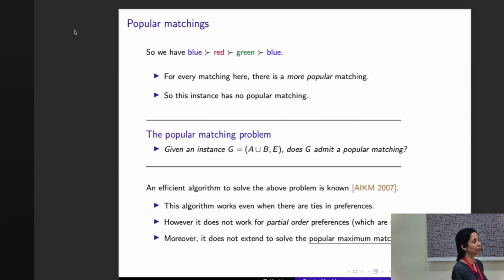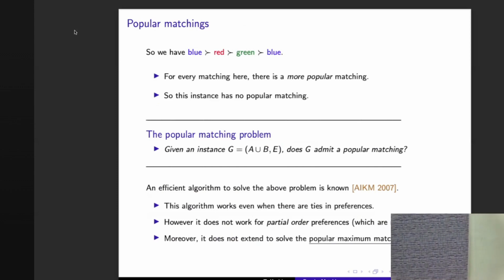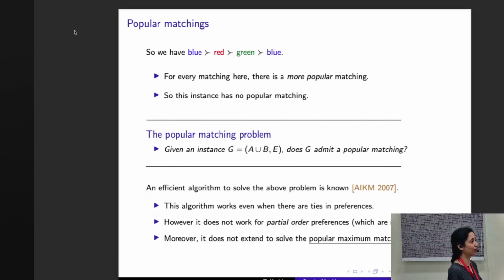and more importantly, it does not seem to extend to solve the popular maximum matching problem. So our goal here is, as we saw with two-sided preferences, we want to solve the popular maximum matching problem. And just the way the red-blue algorithm generalized nicely into a colorful version that solved the popular maximum matching problem, it would have been nice if this algorithm generalized to solve the popular maximum matching problem, but at least we couldn't see how to generalize it.